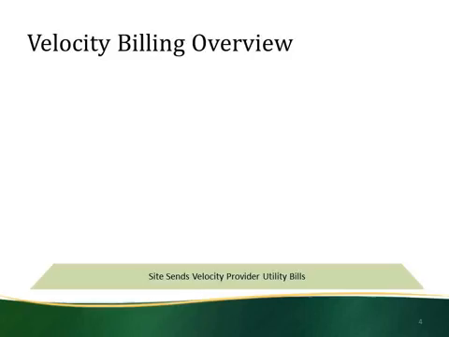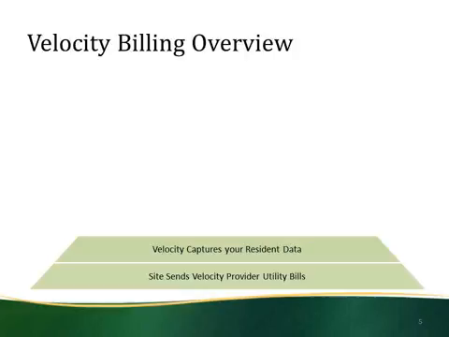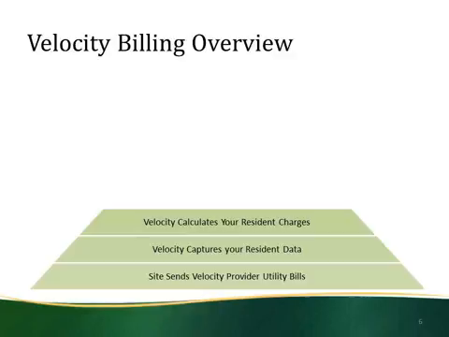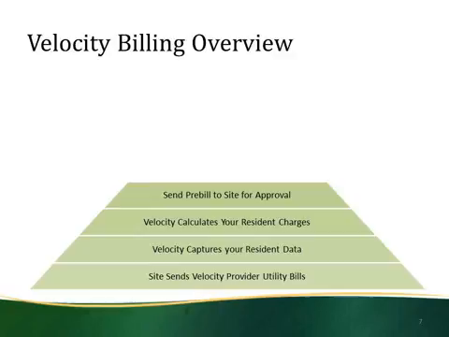Each month will have the same general steps. First, you will send your utility provider bills to Velocity when you receive them. Next, once we have all of these bills at Velocity, we will retrieve your resident data from OneSite. Then, we'll begin the process of calculating your resident charges. Once we've completed our calculations and our quality control process, we will send you a Prebill for you to review. You'll then review, make any necessary changes, and approve the Prebill for mailing.